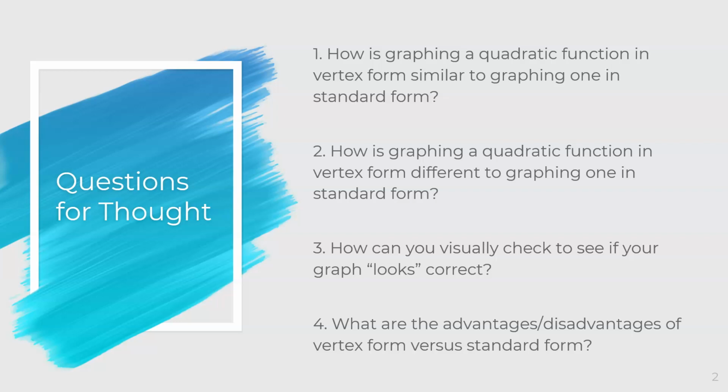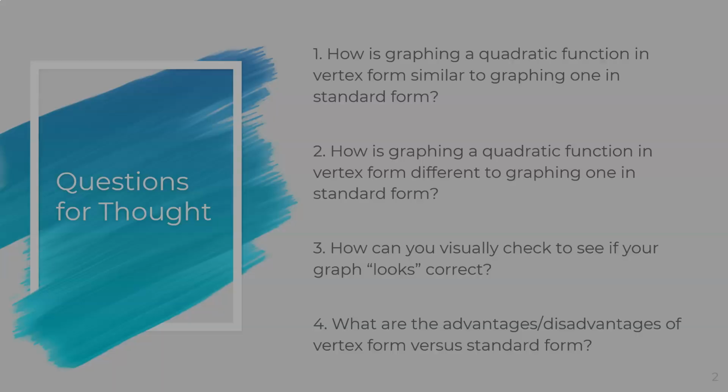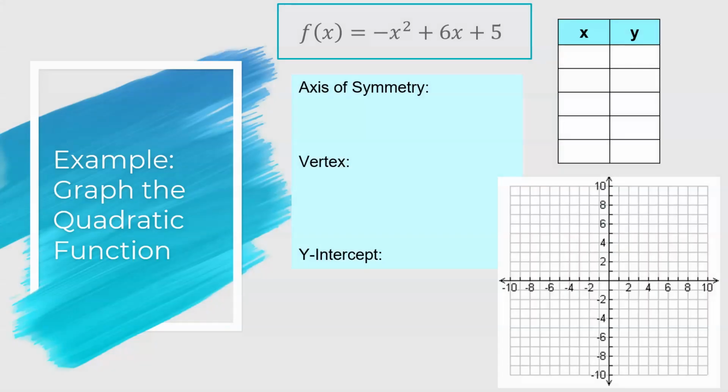Number 3 says, how can you visually check? That's been the same from the beginning. That's based on the A value. Remember, if A is positive, it should be opened up. If it's negative, it's opened down, and we should also be able to tell if it should be wider or more narrow. And the disadvantages and advantages, again, are just what's based on those similarities and differences. So we're going to spend more of our time talking about how we graph in standard form. The good news is this reviews everything we did last class as well.